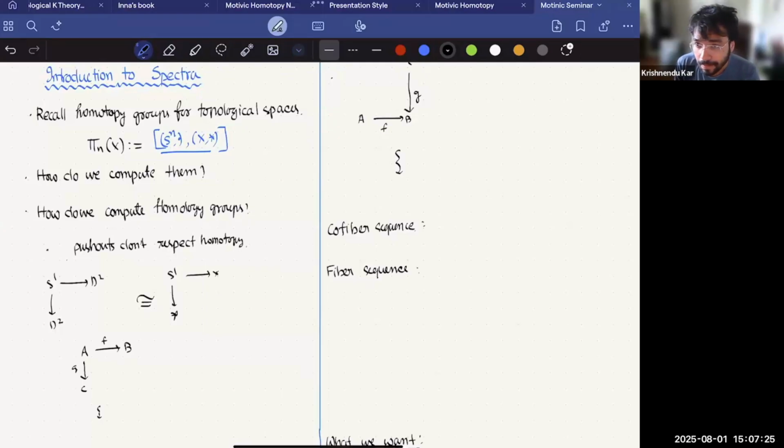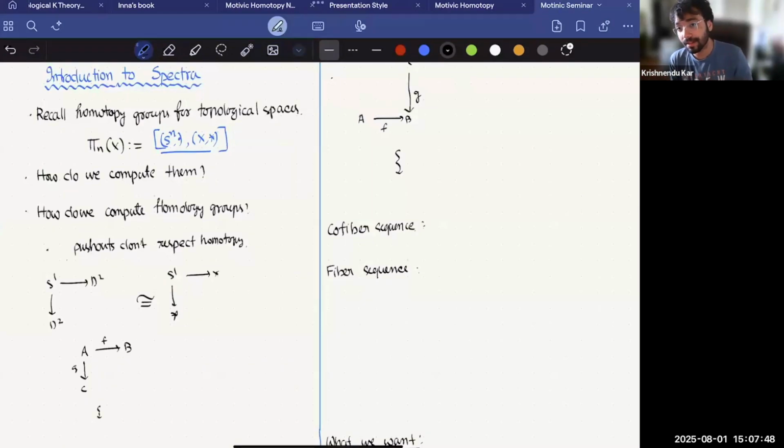And the question is how do you compute them? It turns out to be a very strong topological invariant, etc., etc. The question is how do you compute them? So before I mention how to compute homotopy groups, let's see how we compute our usual homology groups. For that, we use something called a homotopy pushout.